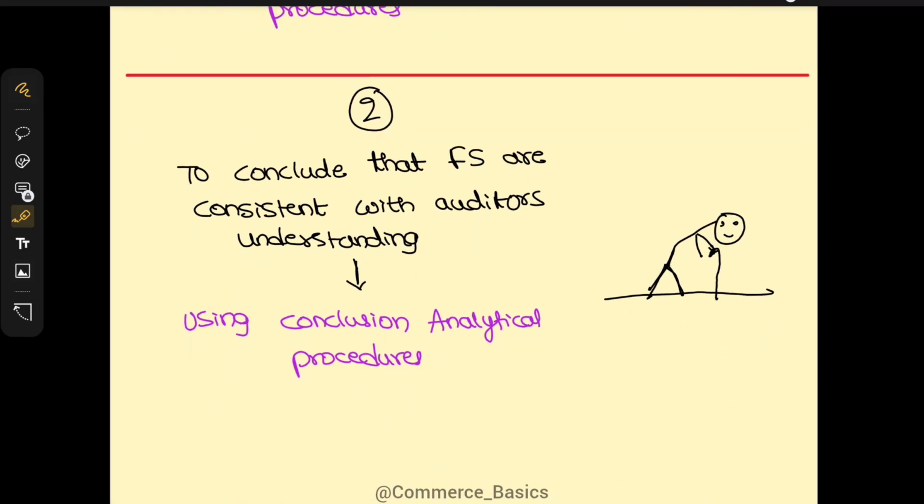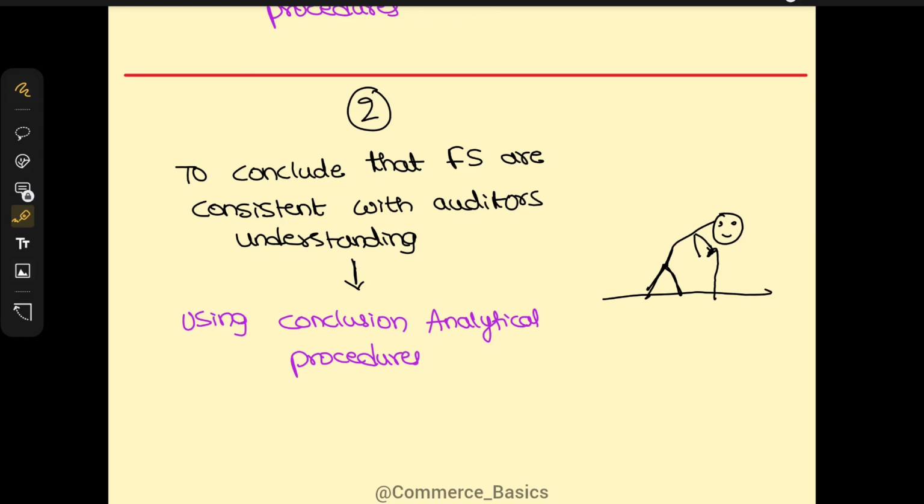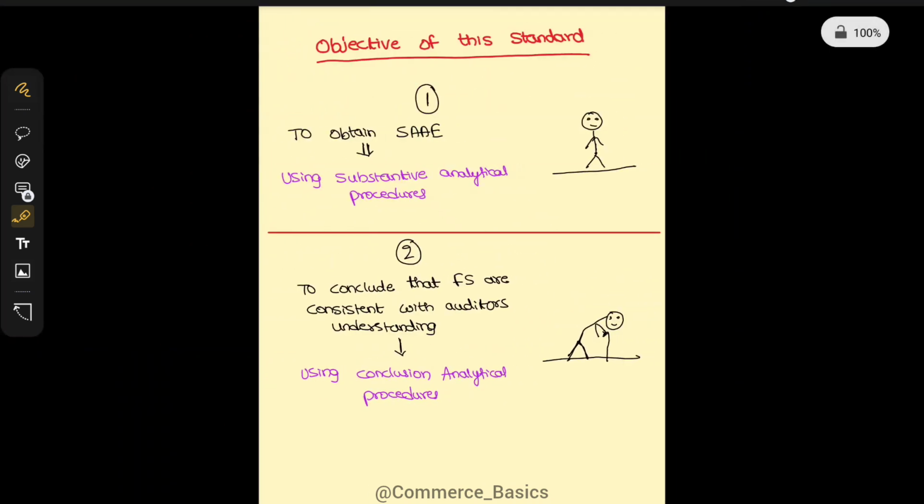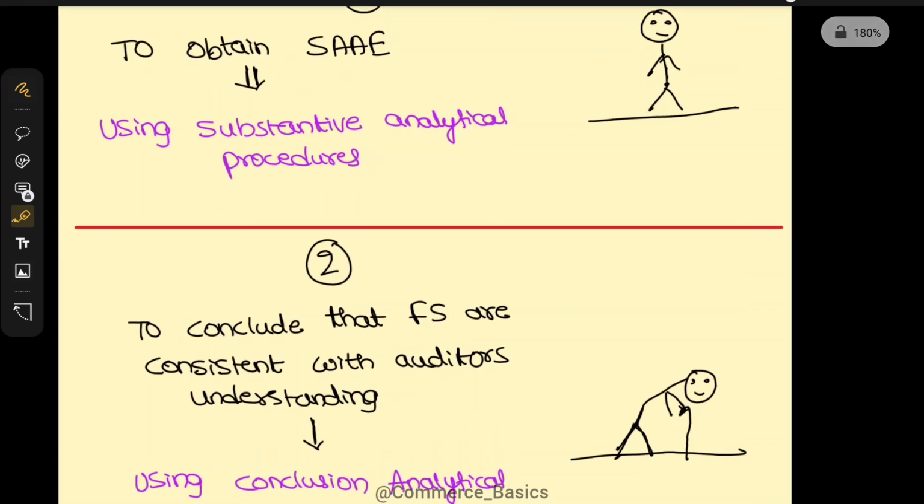And the second objective, like I discussed before, is to conclude whether the financial statements are consistent. This is very important. Whether consistent or not with the auditor's understanding. What he understood, whether it is consistent throughout the audit or not, he has to finalize it one more time. So for that he does the conclusion analytical procedures. So this is the objective of the standard.